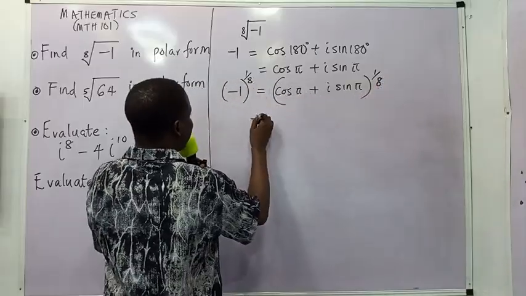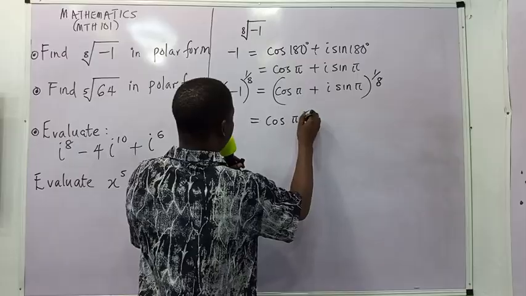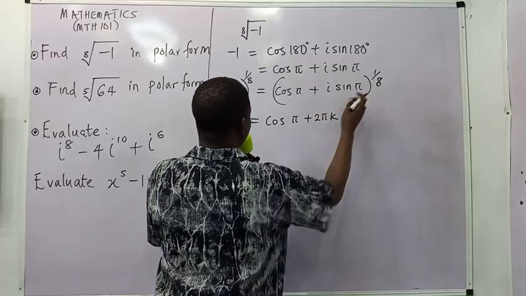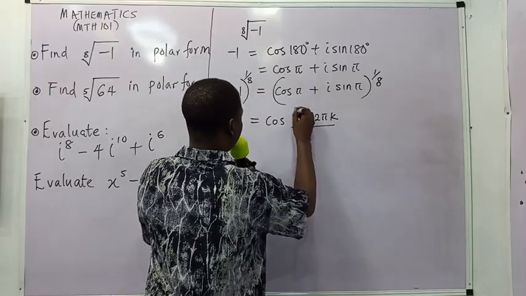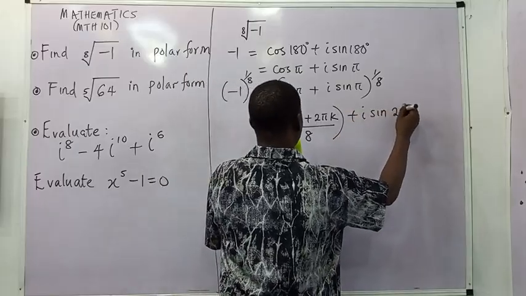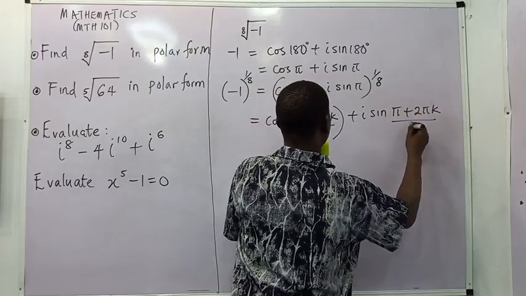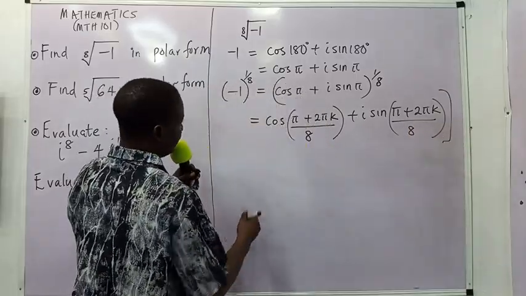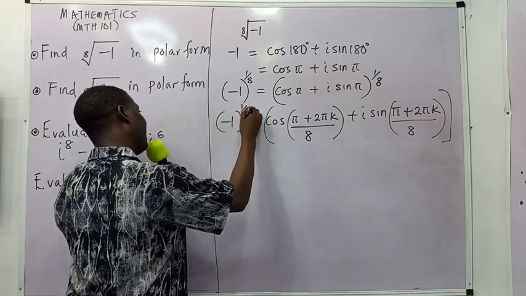You understand? To generalize, you can write it as cos pi plus 2 pi k. Since it's the eighth root, we multiply this by 1 over 8. We are going to have cos of pi plus 2 pi k all over 8, plus i sine of pi plus 2 pi k all over 8, in brackets. So using the Moivre theorem, this is equal to minus 1 raised to 1 over 8.